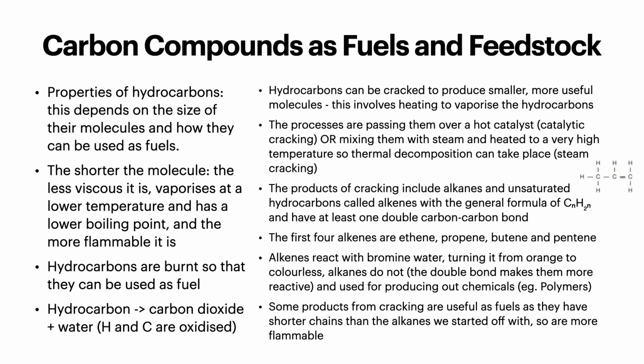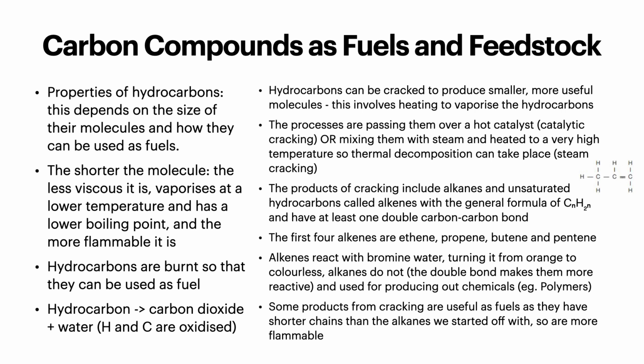Obviously alkanes are saturated, and now we have unsaturated hydrocarbons, which are called alkenes, with a general formula of CnH2n, and have at least one double carbon-carbon bond, which you can see here in the little diagram. The first four alkenes are ethene, propene, butene, and pentene. Again, you can see what I mean there.